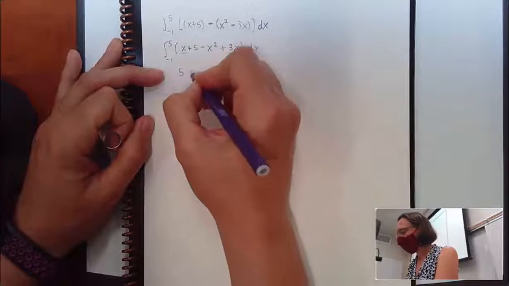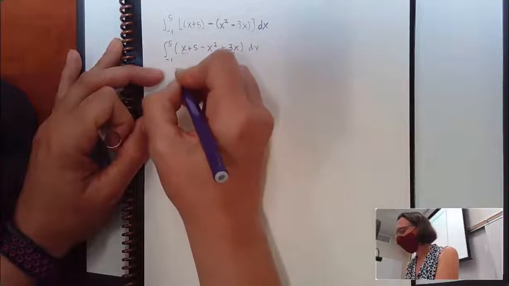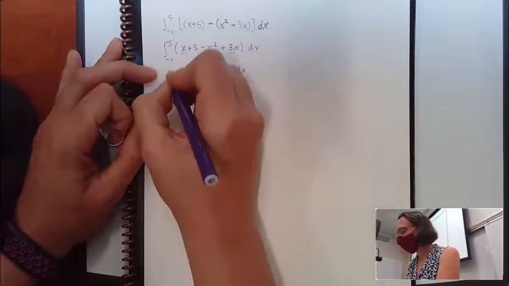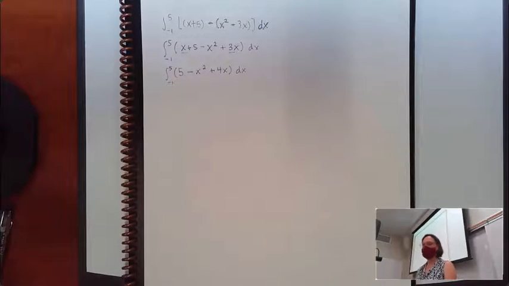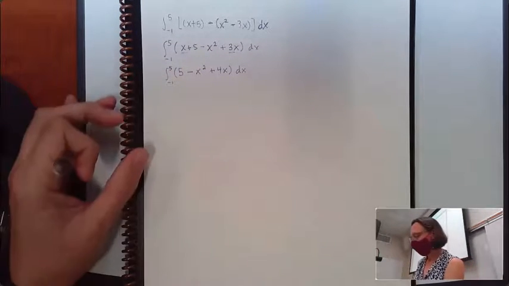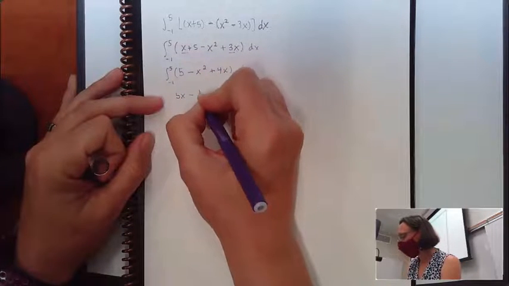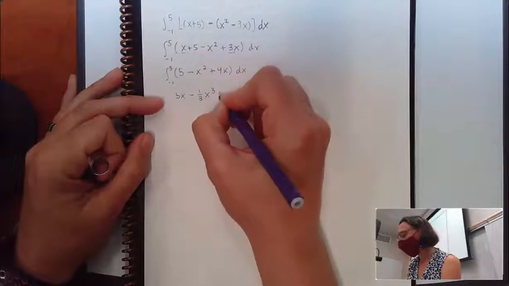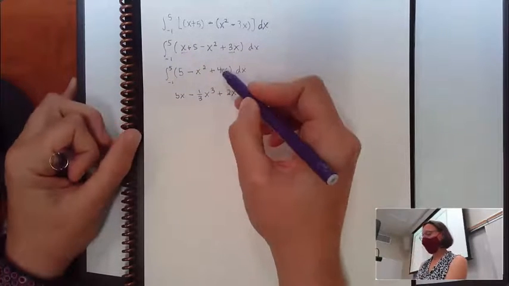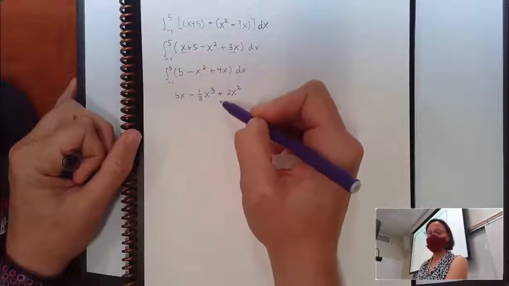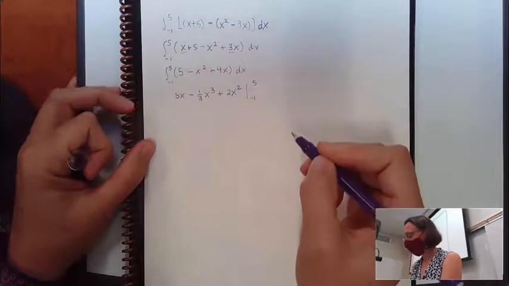So I'm going to think about this as 5 minus x squared plus 4x. The only thing that part really does for me is it means I have one fewer term that I have to plug bounds into. So integrating that, I'm looking at 5x minus 1/3 x cubed plus 2x squared. I took the 4 and since I was going to be dividing by 2, I just did that math already. And we're going from -1 to 5.